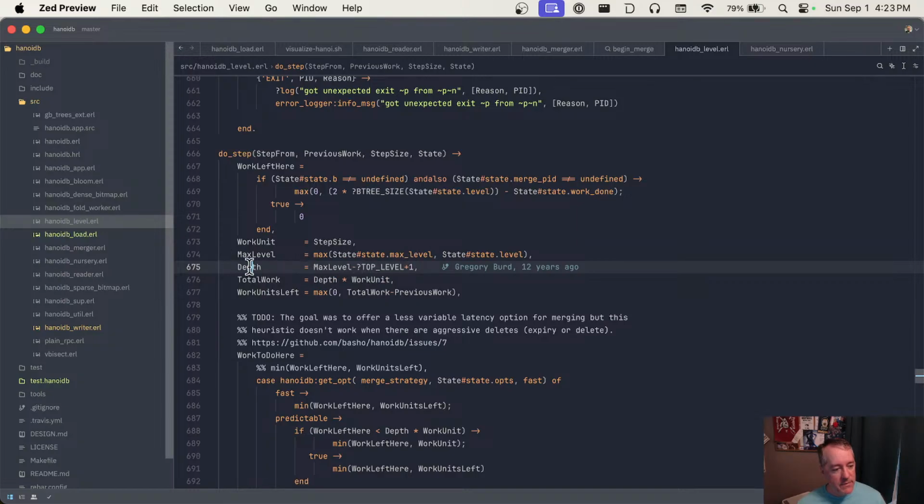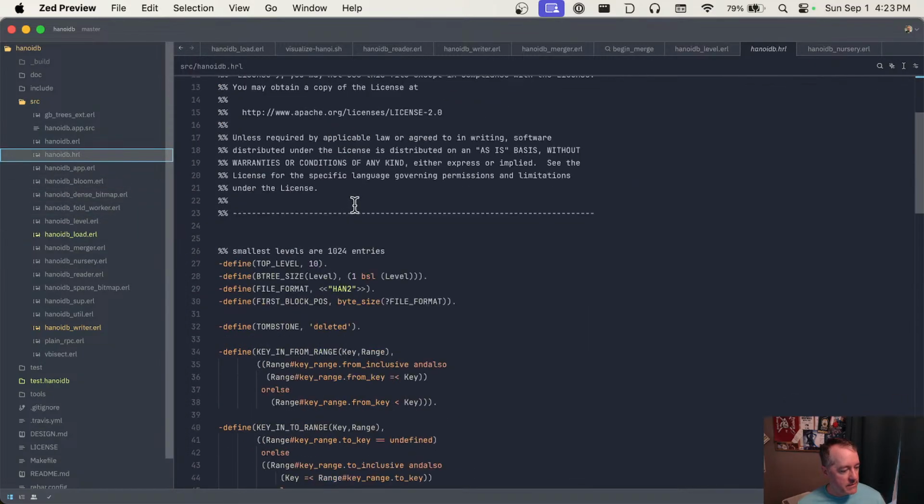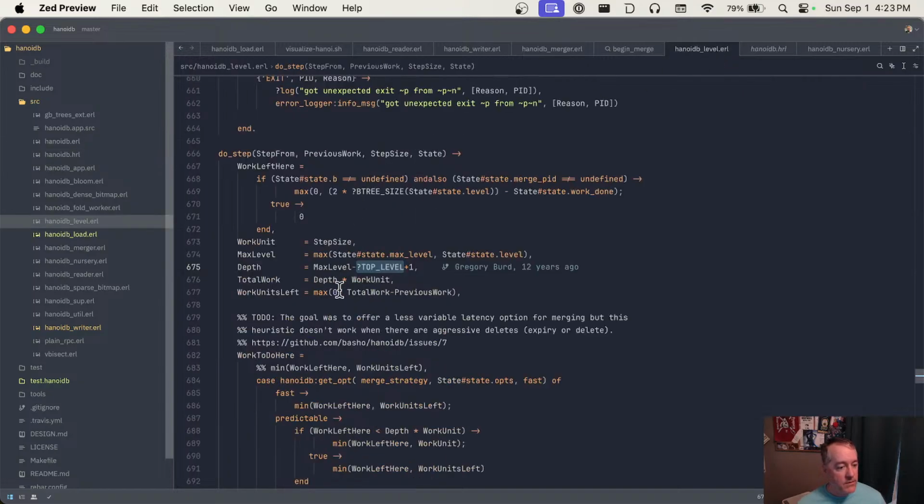So depth. Depth is max level minus top level plus 1. And top level is defined somewhere, probably in here. Yeah, top level 10. But top level meaning the smallest level. Okay. So whatever the max level is set at, this is basically... Okay.